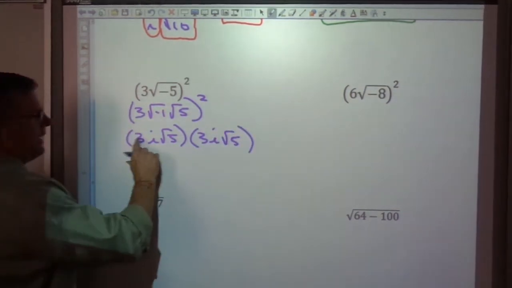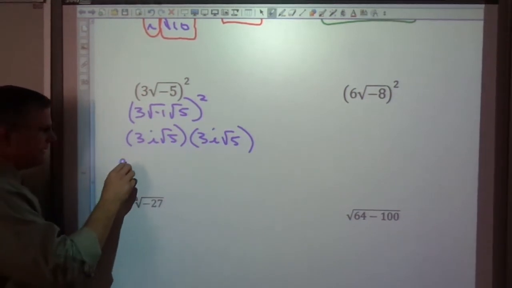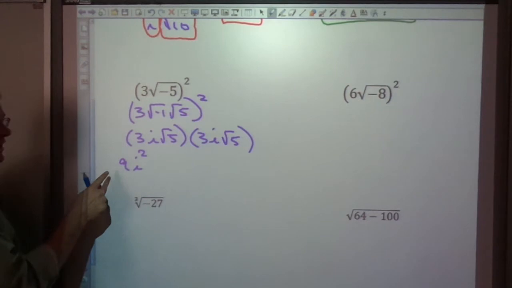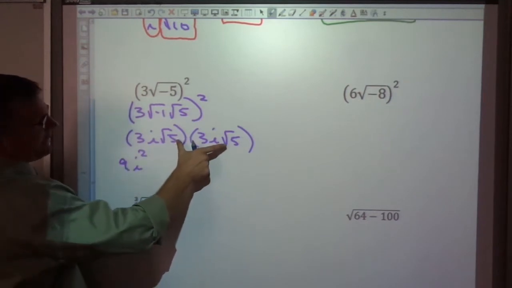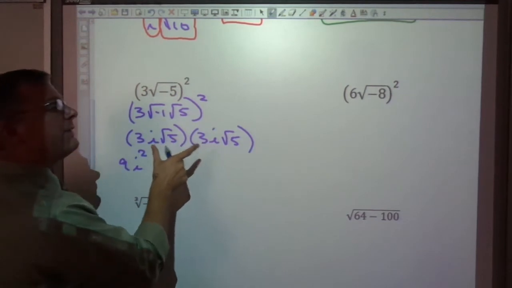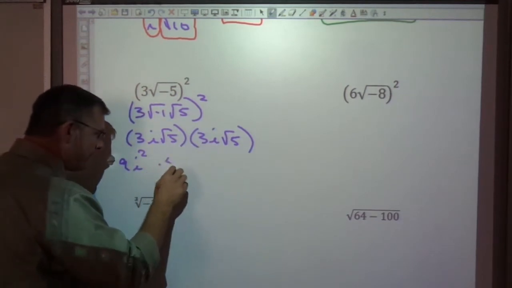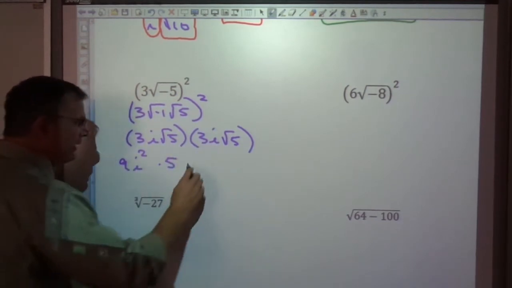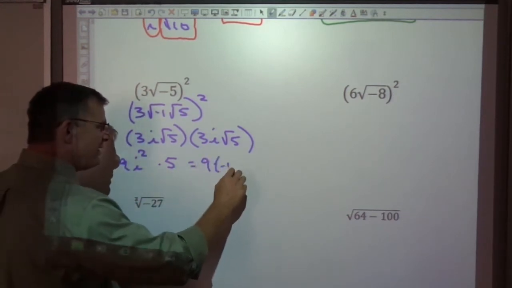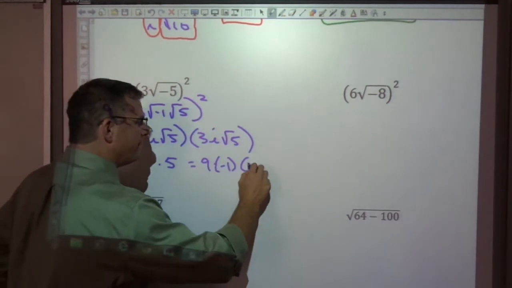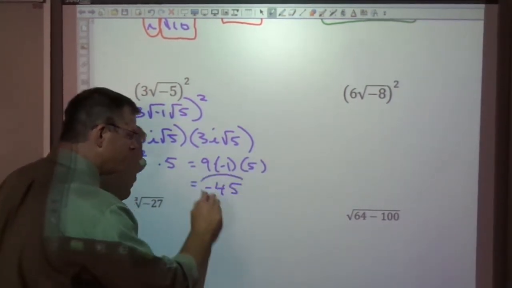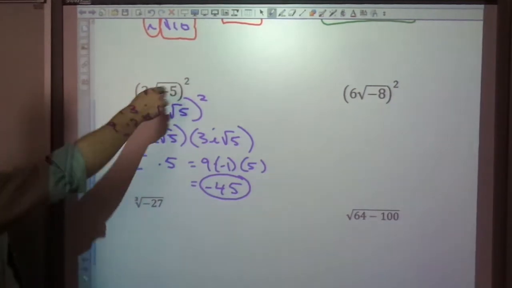Now, 3i times 3i is 9i squared. I love i squared because I know that's negative 1. Square root of 5 times square root of 5 is square root of 25, which is plain 5. So really this is 9 times negative 1 times 5, which is negative 45. Would you ever have thought that this was negative 45?